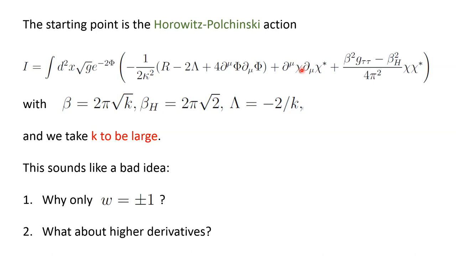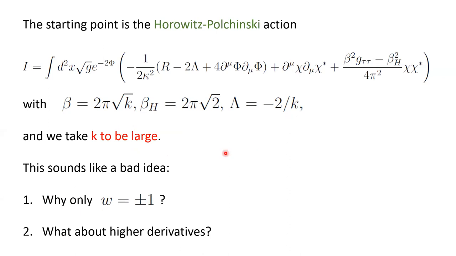And in general, there could be higher winding, right? Absolutely, yes. This is what I said here: higher winding modes will be important. You would think that they are important when you take such a limit. If you decide to work with W equal to one, then why not two or three, when beta is much larger than beta H? These are the two complaints.